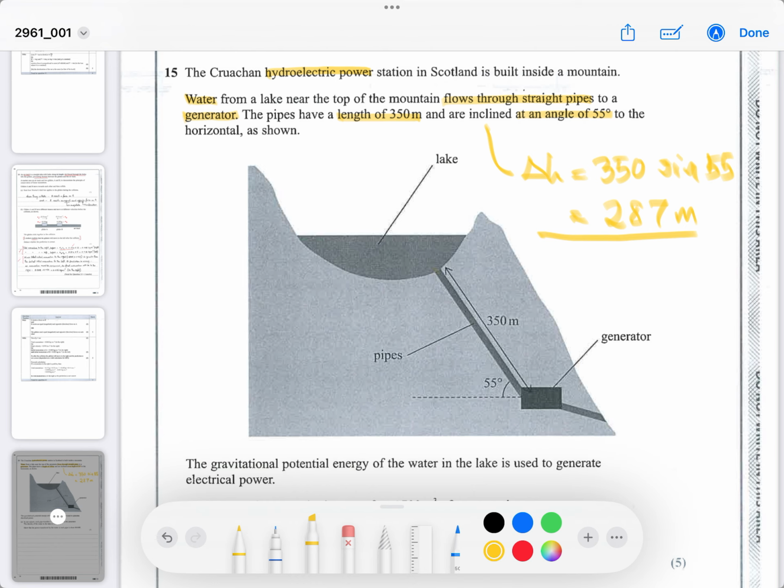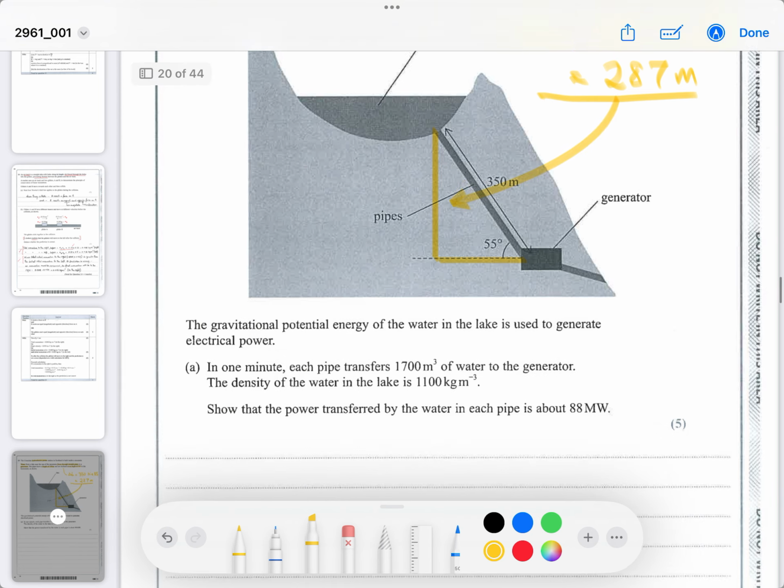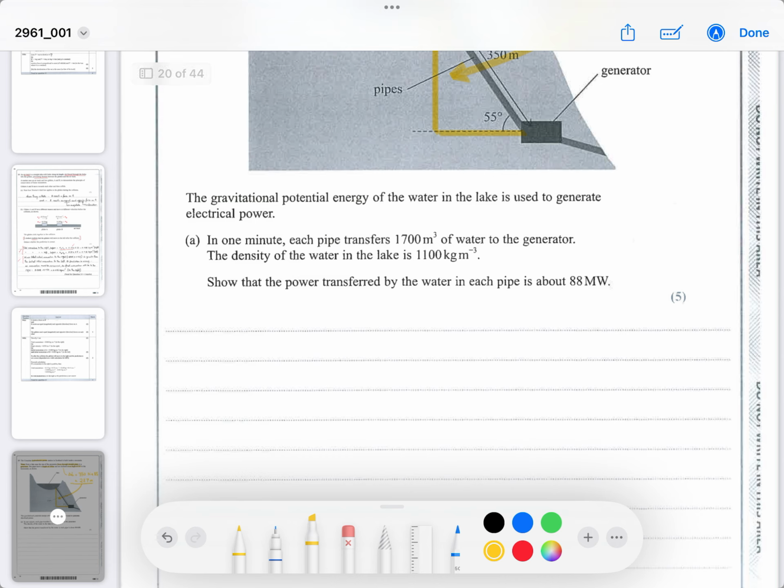I'm going to draw it on the diagram. It goes from there to there in this right angle triangle, and the vertical component is 287 meters. So that's the change in height, and that's where the energy comes from. It says the gravitational potential energy of the water is used to generate electrical power. In 1 minute, that's 60 seconds, it transfers this volume of water, and the density of water is given as 1100. So that means it's a bit salty, because pure water is 1000.